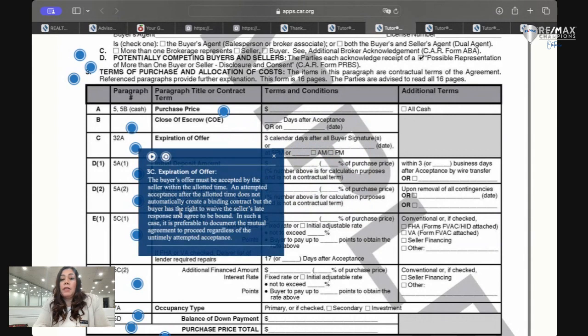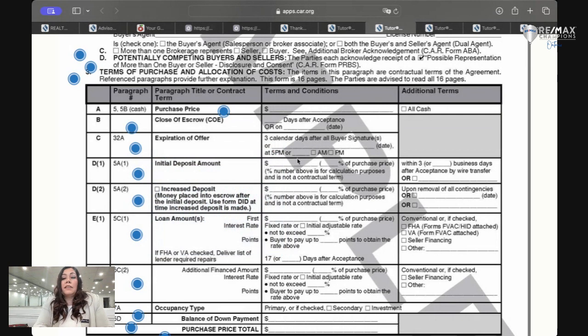Expiration of offer. The buyer's offer must be accepted by the seller within the allotted time. An attempted acceptance after the allotted time does not automatically create a binding contract, but the buyer has the right to waive the seller's late response and agree to be bound. In such a case, it is preferable to document the mutual agreement to proceed regardless of the untimely attempted acceptance. In other words, people always ask me, does it expire in 3 days? It's up to your buyer because you can extend it, okay?